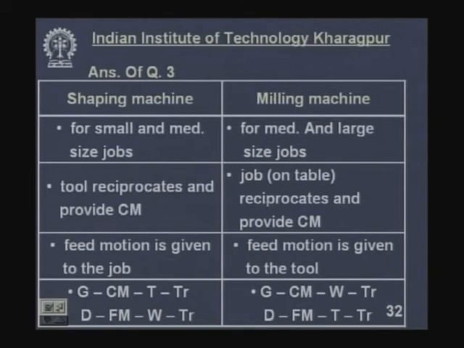Tool reciprocates, the job reciprocates. Feed motion is given to the job, feed motion is given to the tool. And this is the generatrix and directrix. Generatrix is obtained by cutting motion of the tool and by tracing, directrix by feed motion of the workpiece. And in case of planing machine, the cutting motion is given to the workpiece, feed motion to the tool.